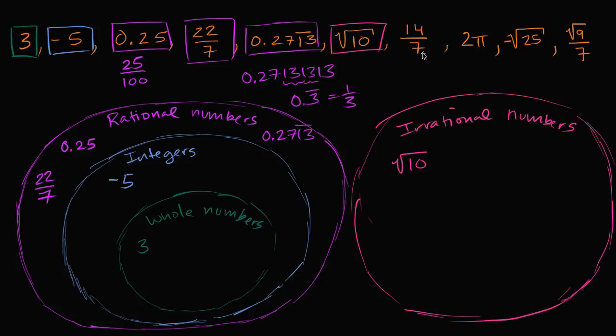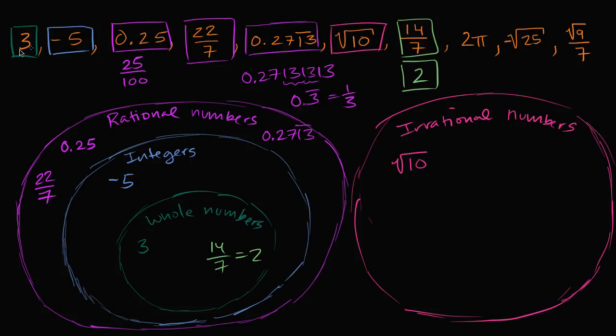All right, 14 over 7. This is the ratio of two integers, so this for sure is rational. But if you think about it, 14 over 7 is the same thing as 2. These two things are equivalent. So this is actually a whole number. It doesn't look like a whole number, but remember, a whole number is a non-negative number that doesn't need to be represented as the ratio of two integers. And this one, even though we did represent it as the ratio of two integers, doesn't need to be. You could represent this as just 2. So 14 over 7, which is the same thing as 2, is a whole number.